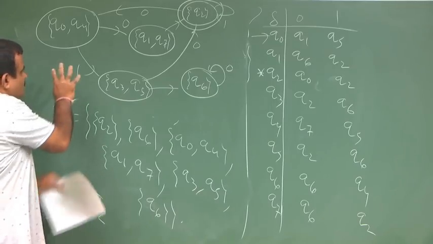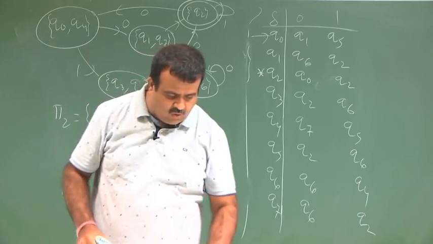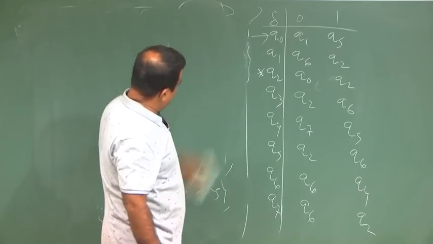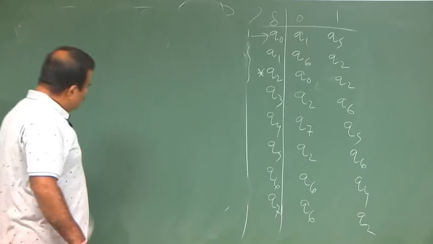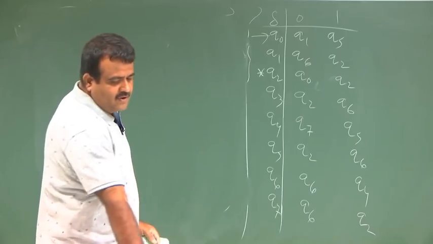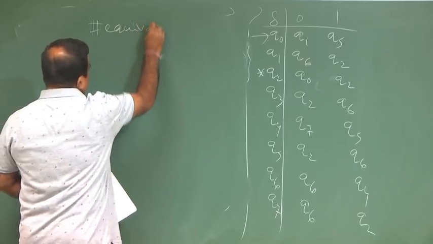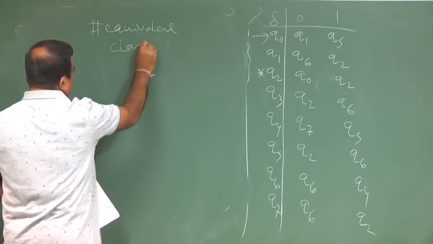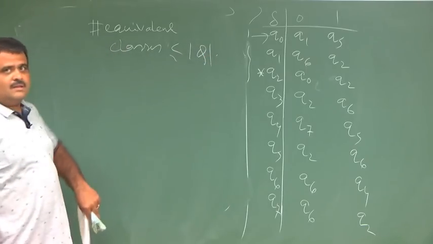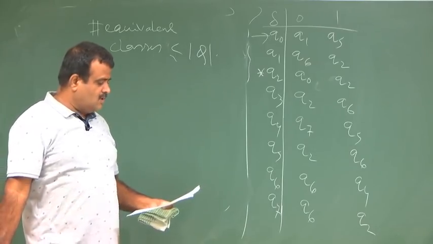Now, why is it working? Why are we able to collapse these states? That idea we need to know. Moreover, in general, what will be the number of equivalence classes? At most, the number of equivalence classes will be less than or equal to the cardinality of the number of states, because at most it will divide it into singleton states for all.